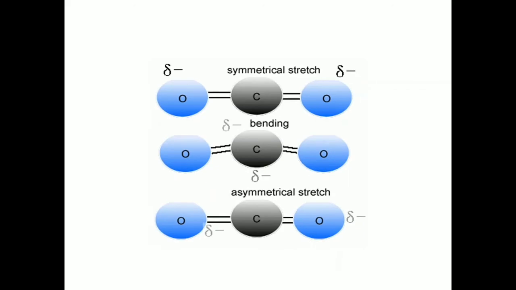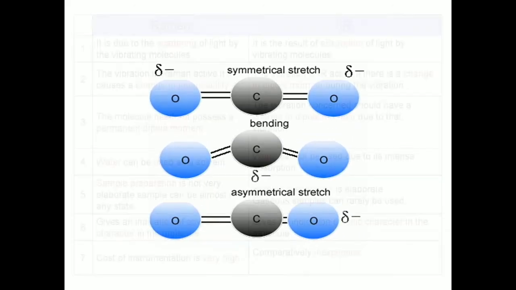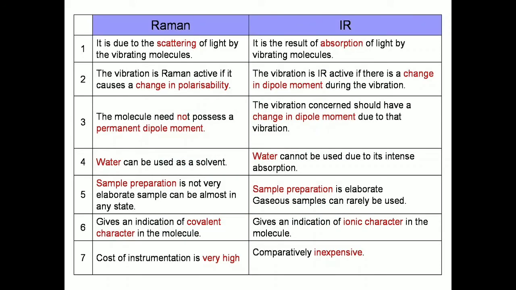Considering this diagram, these concepts get easy. Here I have given the difference between Raman and IR spectroscopy. Raman spectroscopy is due to the scattering of light by a vibrating molecule. IR is due to absorption. In Raman, the vibration is Raman active if it causes change in polarizability. The vibration is IR active if it changes the dipole moment. The molecule does not need to possess a permanent dipole moment in Raman. The vibration concerned should have a change in dipole moment in IR spectroscopy.